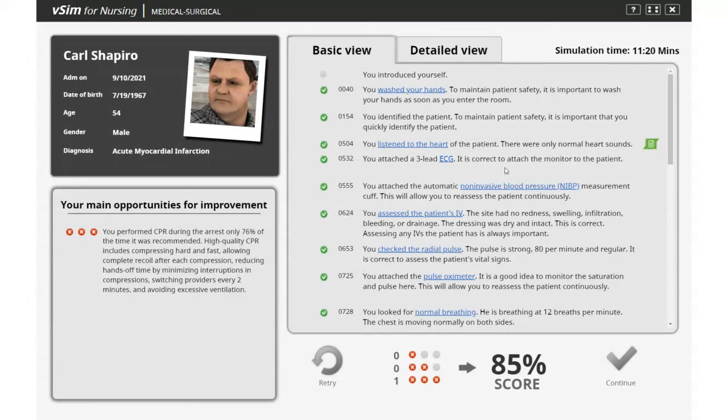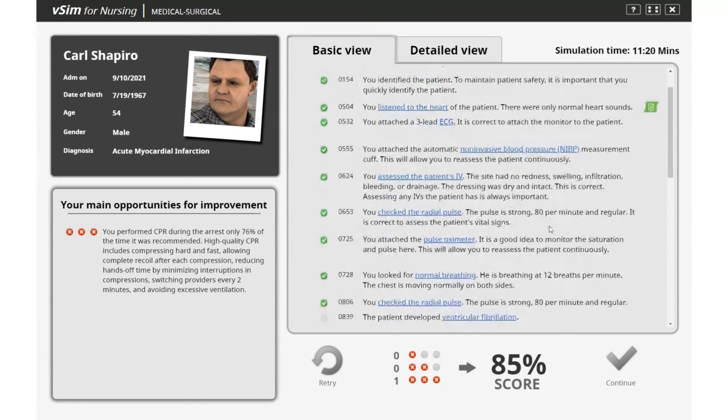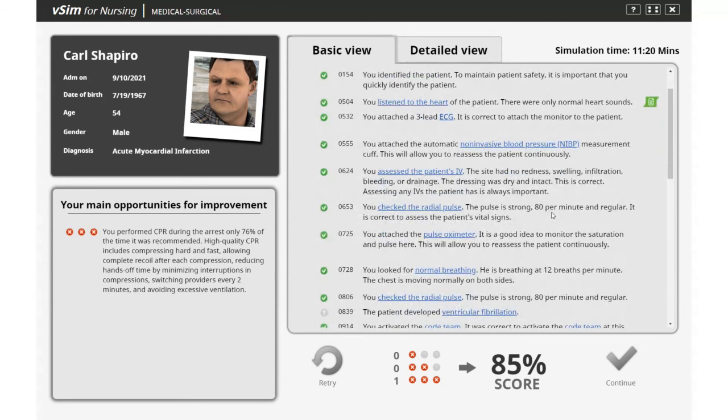You attach the 3-lead ECG. We needed to do that because that was part of the orders of the physician. We also noted that we wanted to check the blood pressure to make sure that they were within the range. We assessed the IV, which is very important. The IV access is extremely important in somebody who is in this kind of clinical situation, because at any given time, as Carl demonstrated, he could go right back into cardiac arrest. And if CPR is not working and the code team arrives and you need to implement further pharmacological interventions, we need to have that IV access.